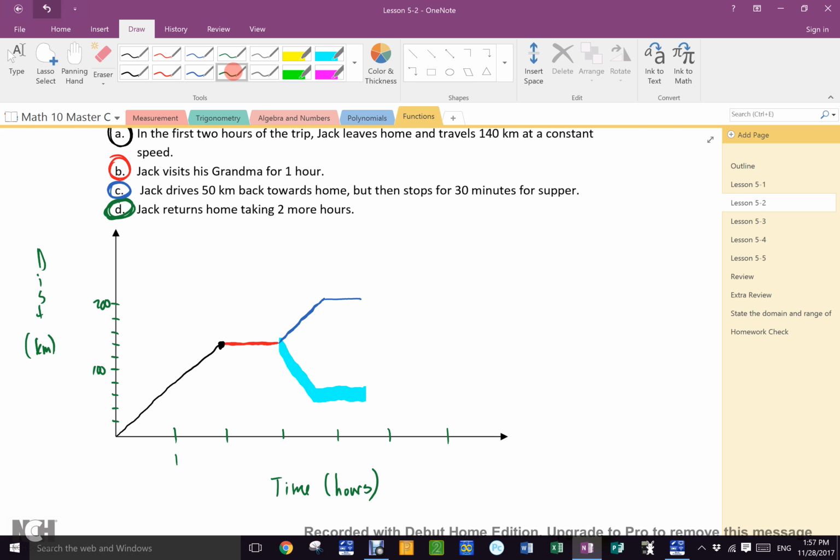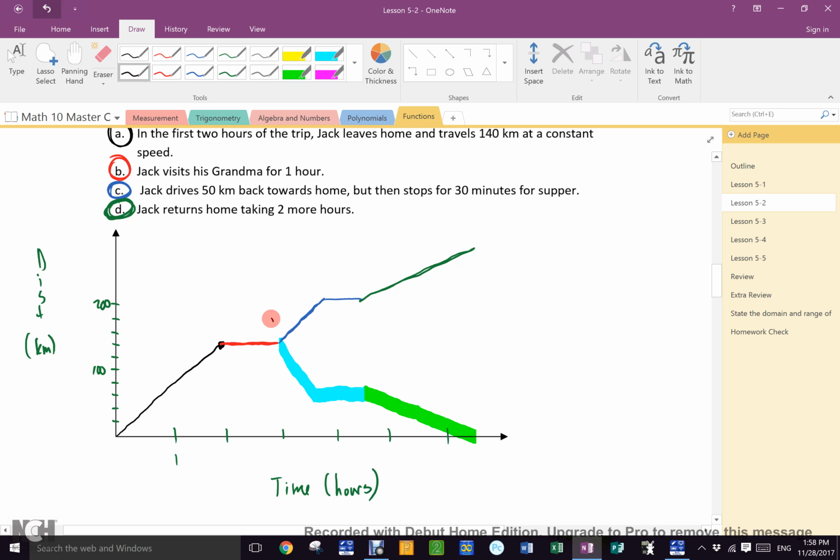Now, what happens after that? He leaves, and now, even though he's 50 kilometers from home, it's still taking him 2 hours. So is the line the same, steeper, or shallower? It has to be shallower because he's still taking 2 hours, but he's covering 50 kilometers less distance. Does everyone understand? So he's going to go for 2 hours at a lower slope. Is everybody cool? And then down here, I'm going to use the highlighter green to get back home. Is everybody good?